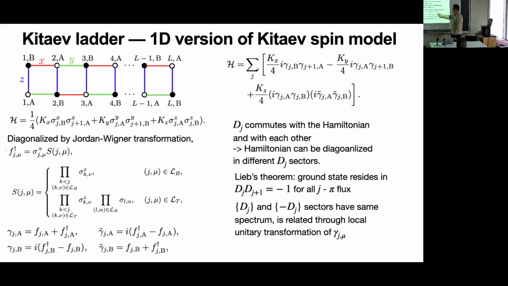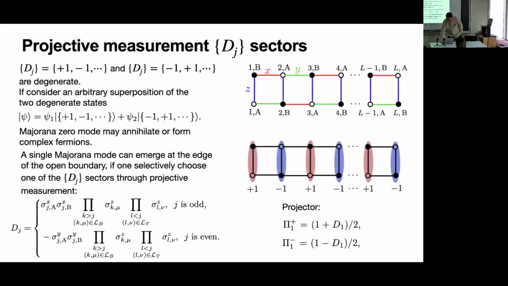But that would mean two options, because you only have this constraint DJ times DJ plus 1 equals minus 1. You can have plus 1, minus 1, plus 1, minus 1, and also minus 1, plus 1, minus 1, plus 1. So the DJ and minus DJ sectors have exactly the same gamma spectrum, and this spectrum is related through a local unitary transformation. So here the problem is that the DJ sectors plus 1, minus 1 and minus 1, plus 1 are degenerate. If we consider an arbitrary superposition of the two degenerate states, then the Majorana modes may annihilate or create or form complex fermions.